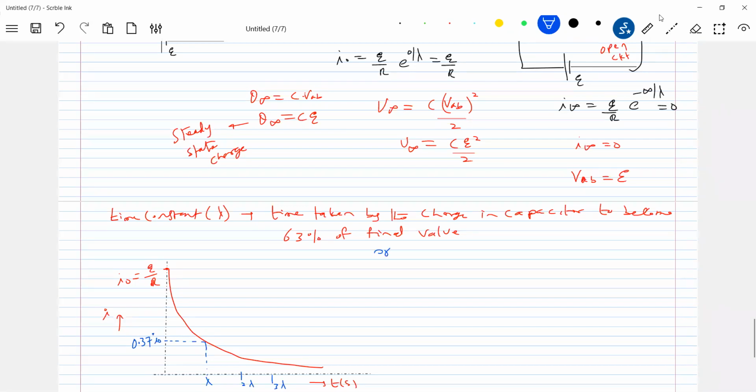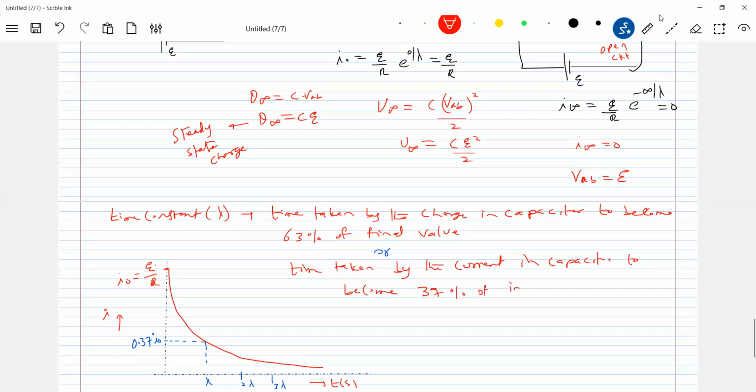So what is another definition for this? Time taken by the current in the capacitor to become 37% of the initial value. What is the initial value? Initially, how much current will flow? E by R. Finally, how much current will be there? 0. So like this, we define the time constant. You can define it for any of the curves in terms of charge or current. The definition slightly changes. Put t equal to 1 lambda, then calculate the value of I in terms of E by R. We'll end up with 0.37 E by R.